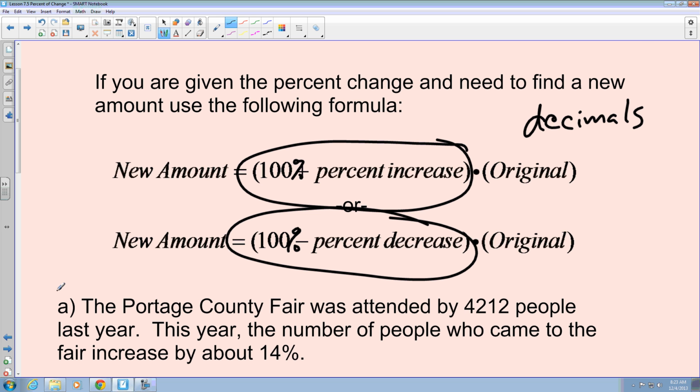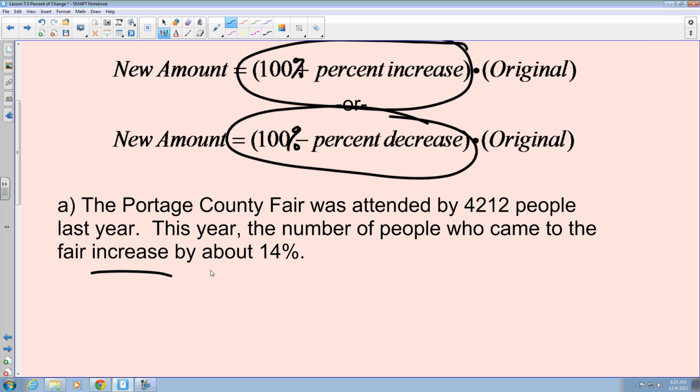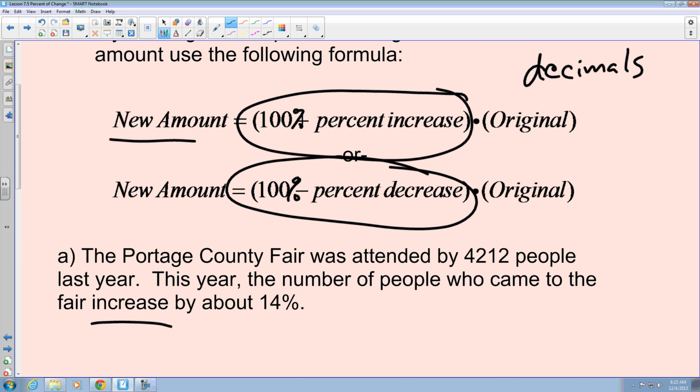So let's take a look at some examples. For example A, it says the Portage County Fair was attended by 4,212 people last year. This year, the number of people who came to the fair increased by 14%. So I know that it's an increase. So that means I want to be using this formula to help me out. So it's going to be 100% plus that increase multiplied by the original amount.